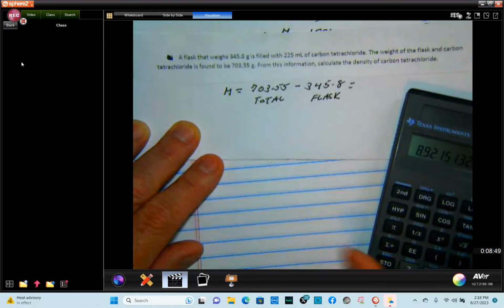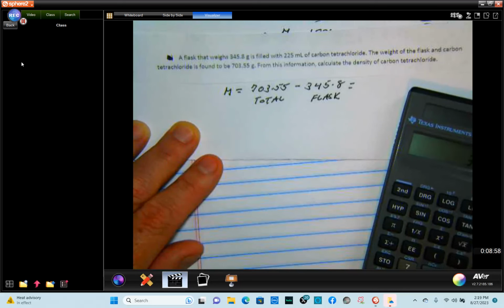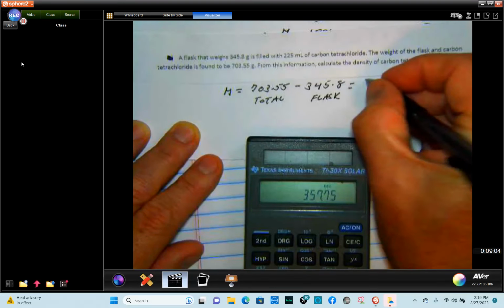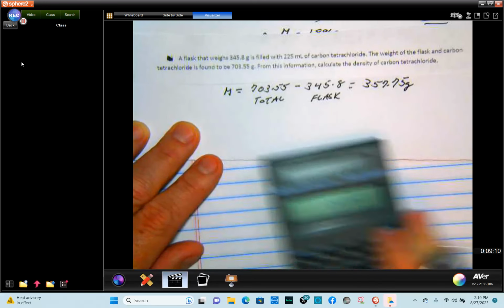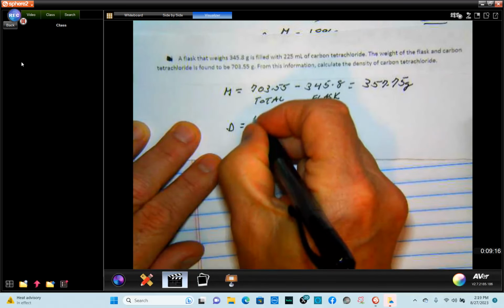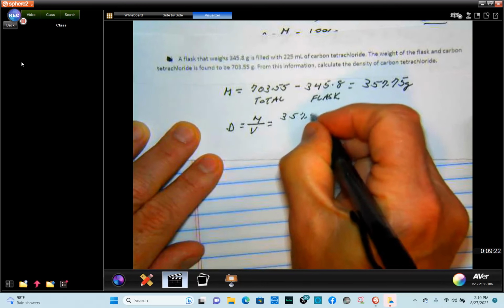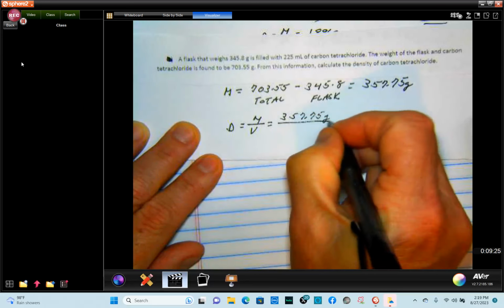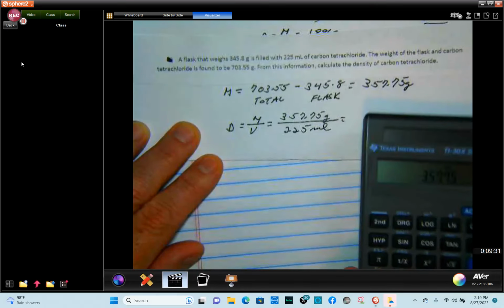And if we go ahead and crunch that out, 703.55 minus 345.8 equals 357.75 grams. 357.75 grams. So now we've got the mass. Here's our volume. And we know density is mass over volume. So the mass is 357.75 grams over a volume of 225 milliliters. So we can go ahead and crunch that out.